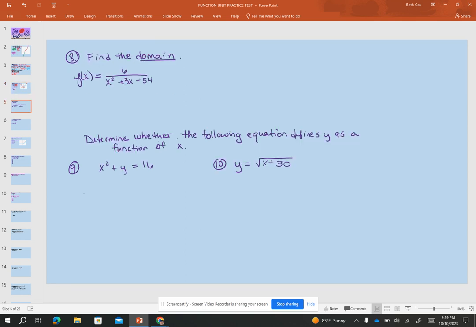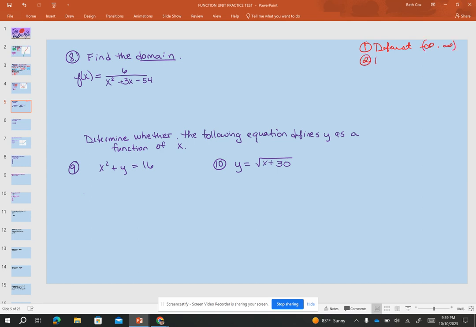Number 8, we're finding the domain. Now, we have several rules that we have to use for finding the domain. You need to have those memorized. Real fast, the first one is the default. The default is negative infinity to positive infinity.